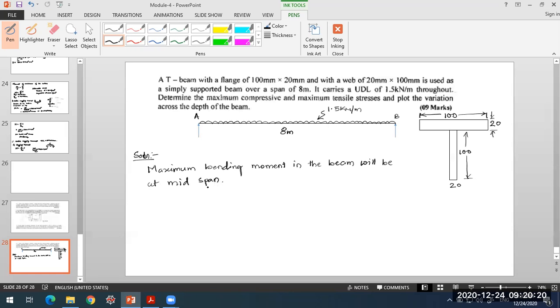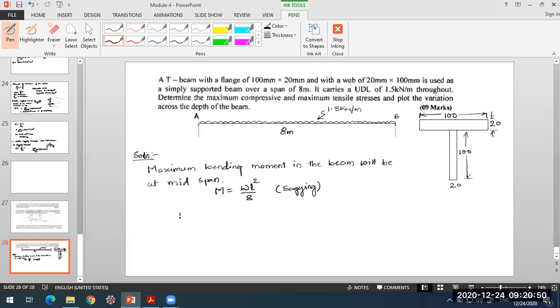We need to mention the location where that maximum bending moment will be. At that point itself, we'll get the maximum stresses in the beam. So this is the location, and this maximum bending moment, let us take that to be M. It will be equal to WL square by 8. Okay, and the beam is subjected to sagging moment. This is sagging moment.